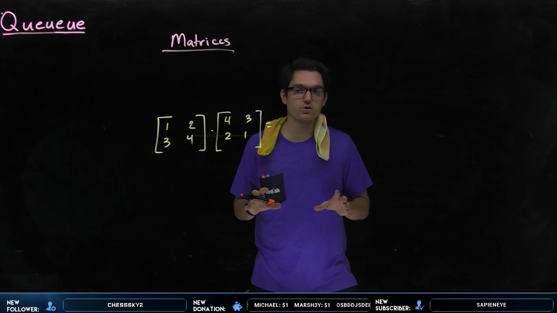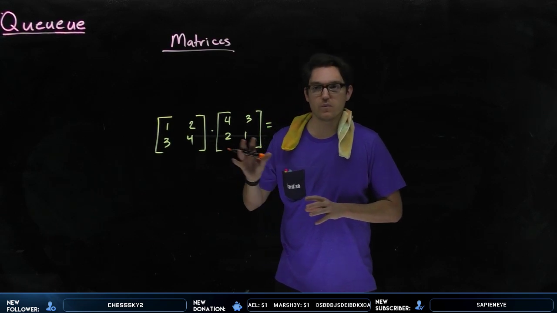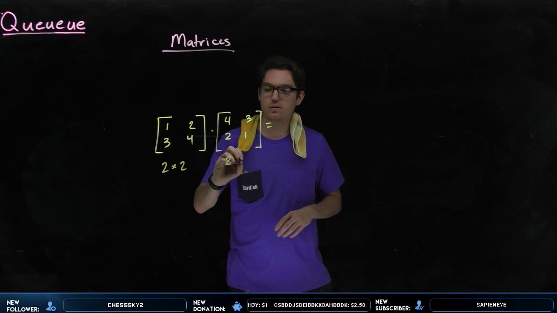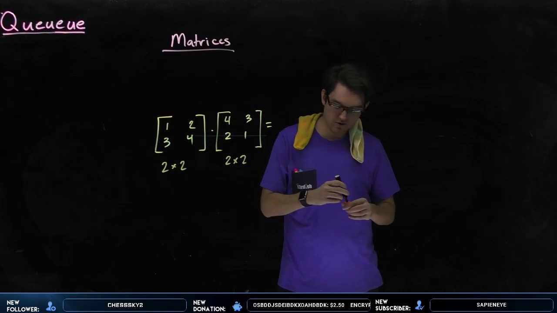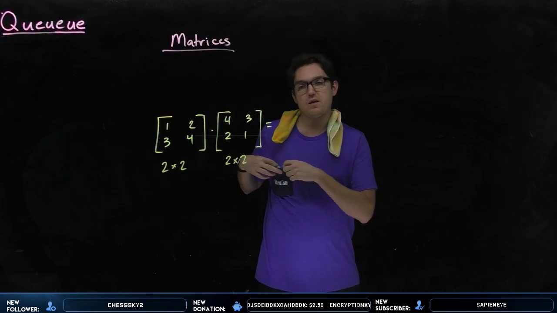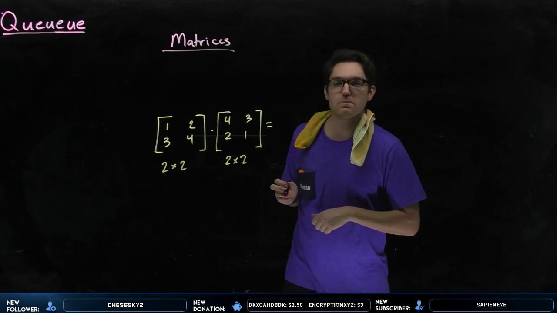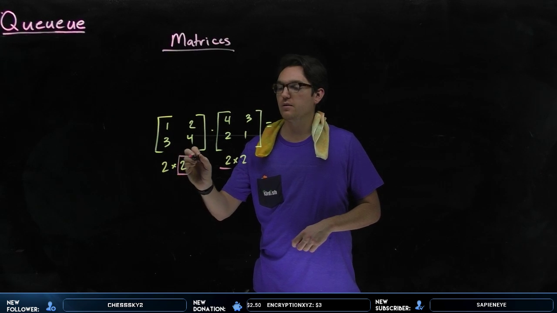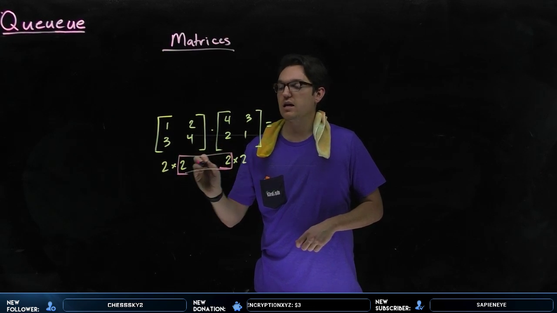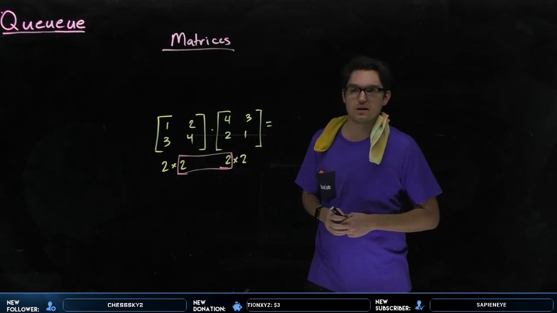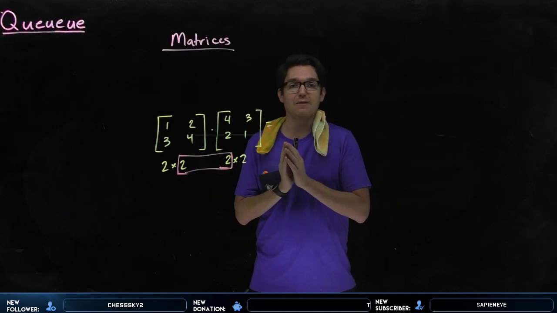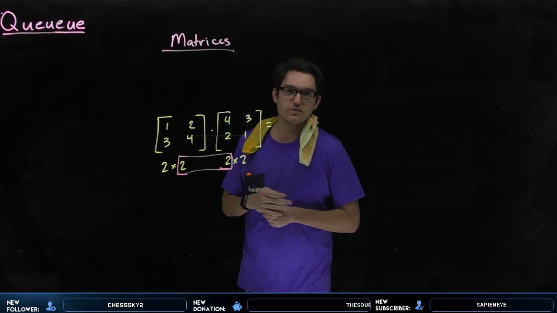The first thing you want to do is look at your dimensions. I'm going to write them underneath our matrices here. This is a 2 by 2. This is also a 2 by 2. You are only free and clear to multiply if the inner two dimensions match. This number and this number. If the number of columns of the first matrix is equal to the number of rows of the second matrix. If those don't match, you cannot multiply. The product will not be defined. You can't do it. Okay?